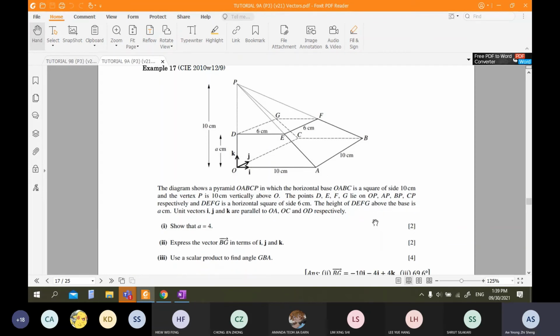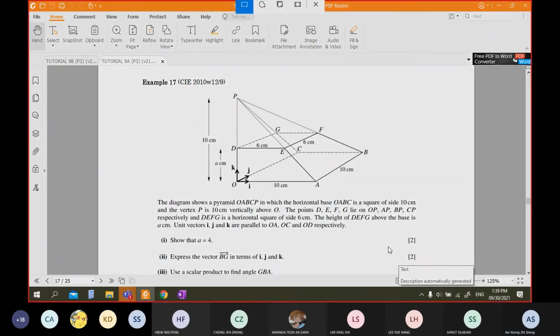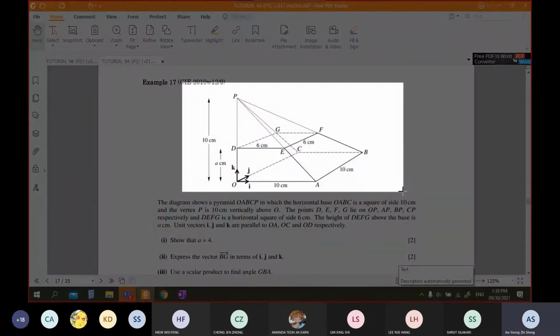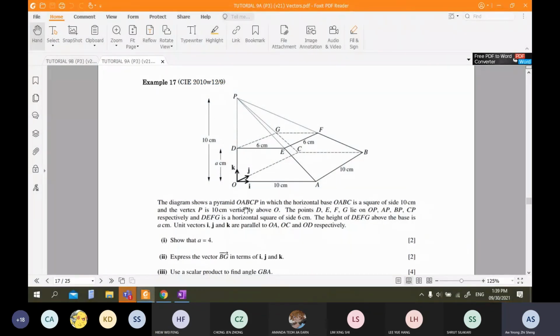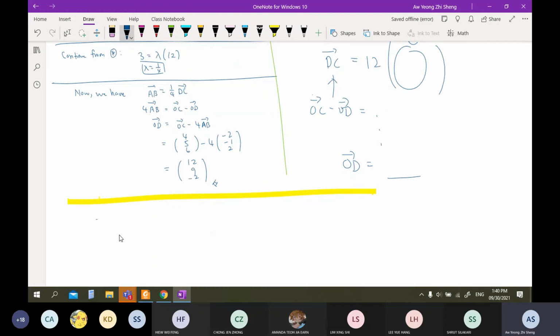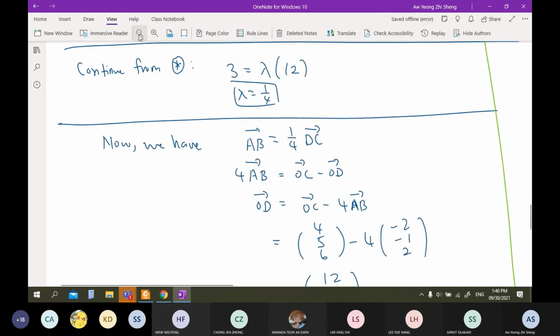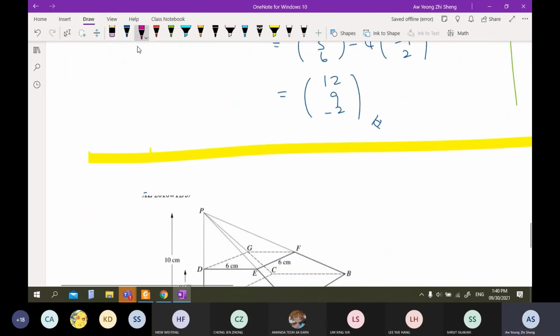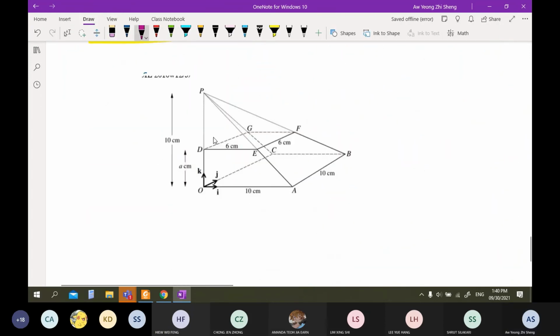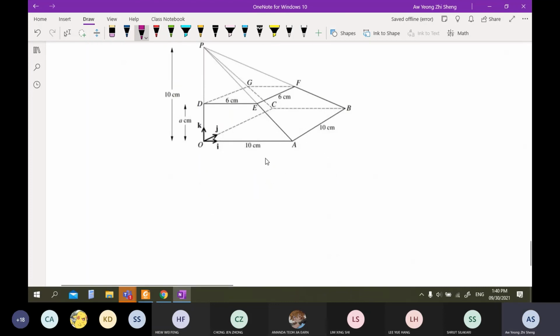The trick to show that A equals 4 is to make use of similar triangles. Let me paste my diagram over. Okay, so if you look at the triangle PDE and POA, these are actually similar triangles.